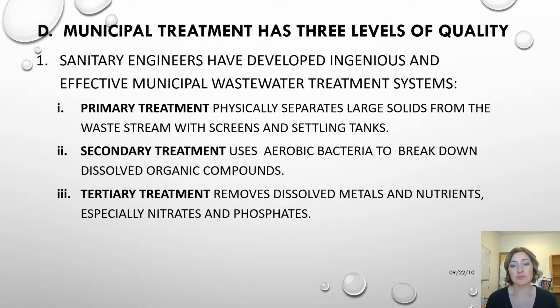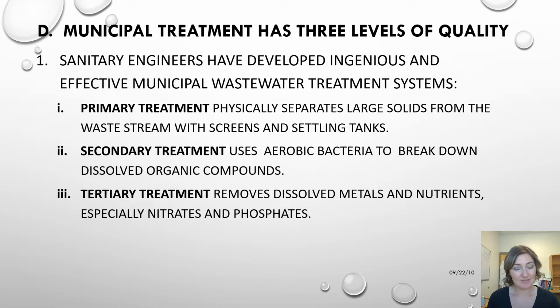In tertiary treatment, you're going to remove dissolved metals and nutrients, especially nitrates and phosphates. And if you remember back to a couple sections ago, this is really important to remove nitrates and phosphates because those are going to stimulate algal blooms. Those are the things that can lead to eutrophication or nutrient loading, not only in a marine but also in a wetland area, or say if it got into a lake or a pond, you're going to wind up with algal blooms, which can kill off all the other organisms that are living in that environment.